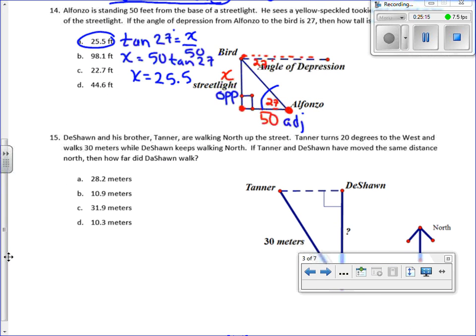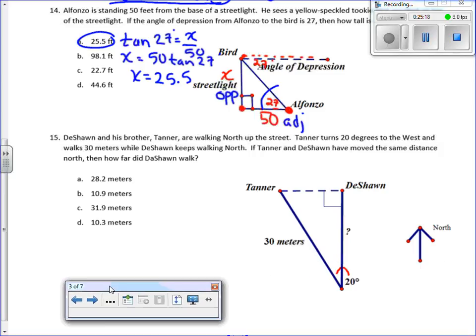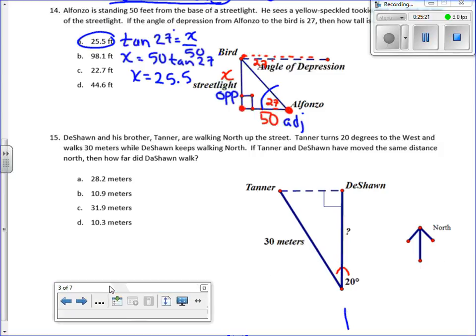Here it is, right there on my face, number 15. Deshaun and his brother Tanner are walking north. So basically what's happening is they were both walking together, okay? And then Tanner got the bright idea that he'll get there faster if he starts moving west a little bit. So Tanner turns 20 degrees to the west, so that 20 degrees is right here, and walks 30 meters while Deshaun keeps walking north. If Tanner and Deshaun have moved the same distance north, so they're still going to end up the same vertical distance north. But the question is, how far did Deshaun walk? So we know Tanner walked 30 meters.